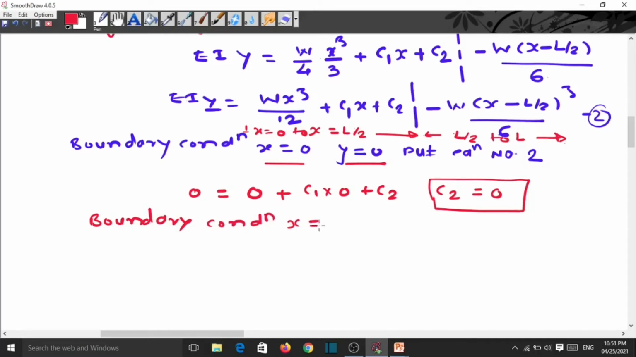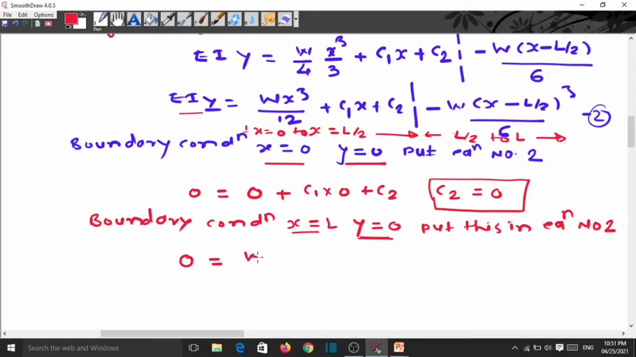When x is equal to L, y is equal to 0. Again put this in equation number 2. So equation number 2 is this. Here we have to put x equal to L, so this y becomes 0. So 0 is equal to, now here x equal to L.